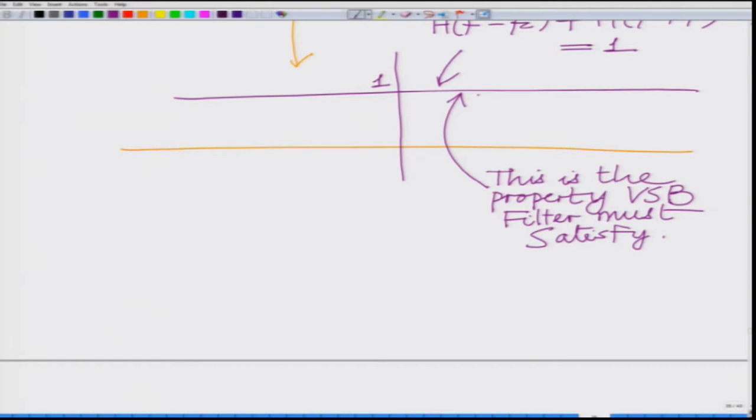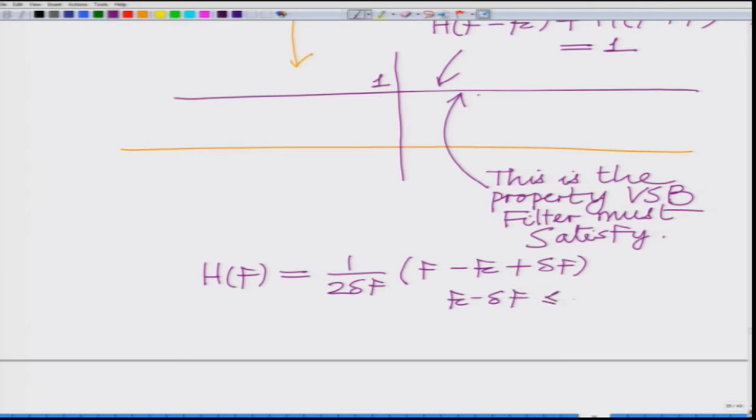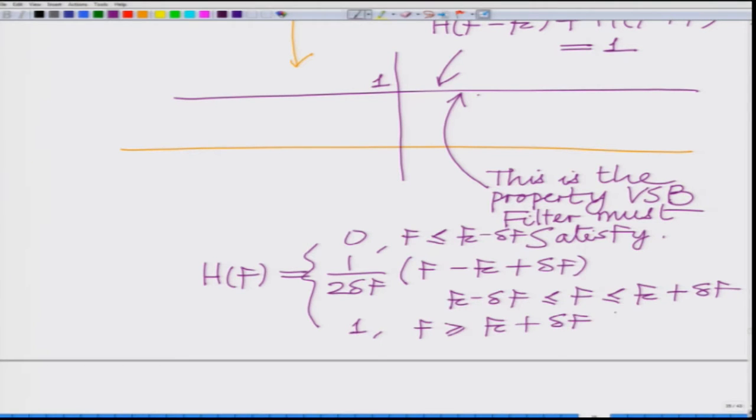So, this is the property that the VSB filter must satisfy: HF minus FC plus HF plus FC equal to 1. One such filter has the response HF equals 1 over 2 delta F times F minus FC plus delta F, for FC minus delta F less than or equal to F less than or equal to FC plus delta F. HF equals 0 for F less than or equal to FC minus delta F, and HF equals 1 for F greater than or equal to FC plus delta F.